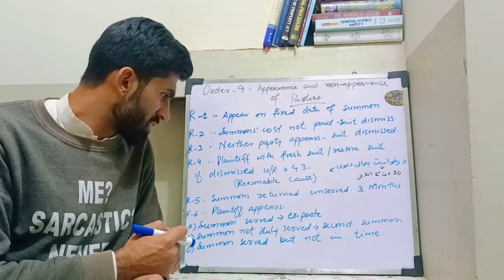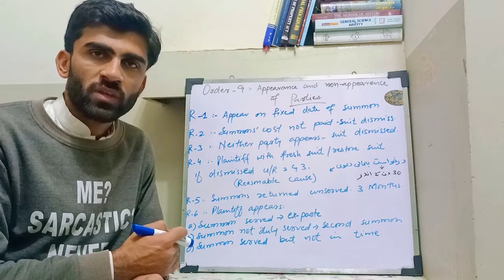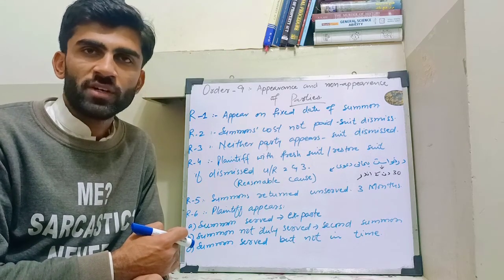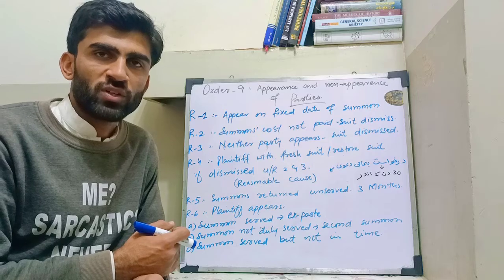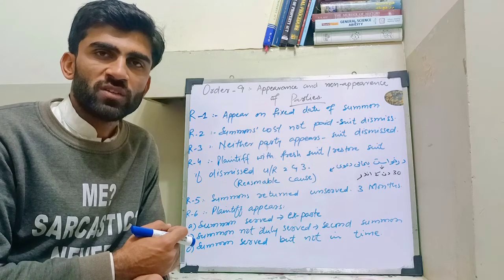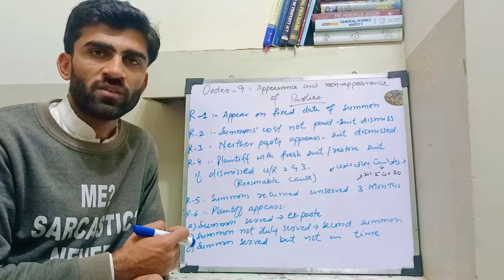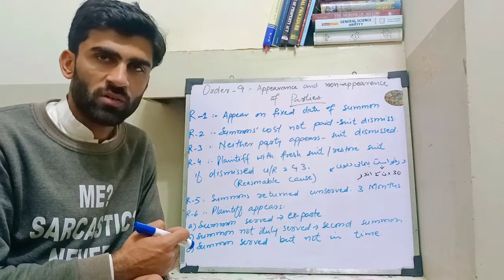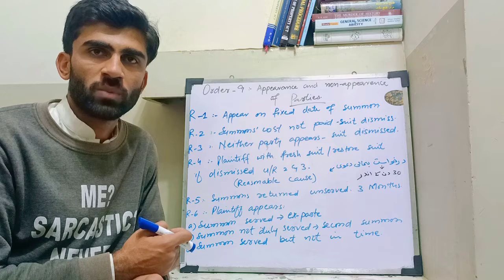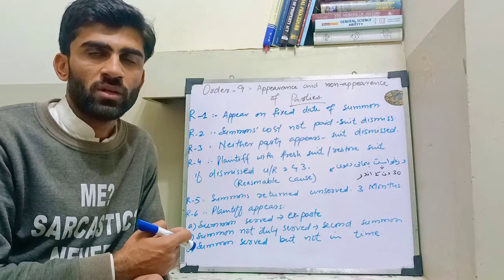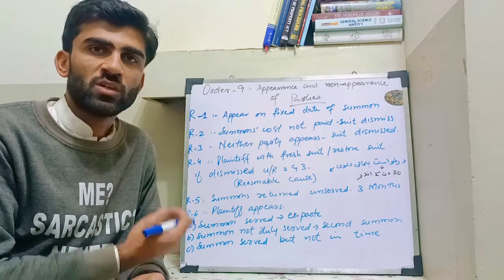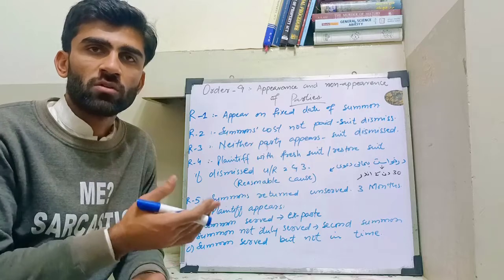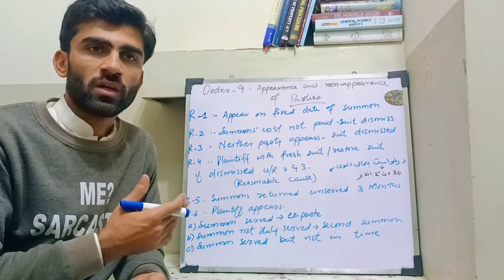Rule number 6 tells when the plaintiff appears but the defendant is not appearing. So there can be 3 possibilities. The first possibility is that the defendant is served but not appearing. The second possibility is that the defendant is not duly served, whether he has gone outside the city, outside of his town, or has gone abroad.